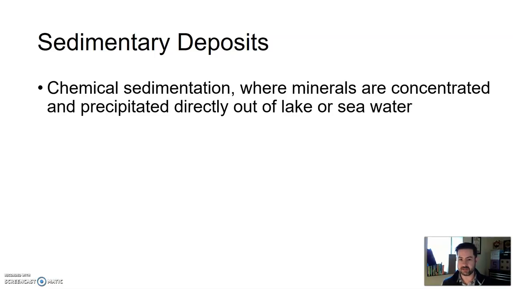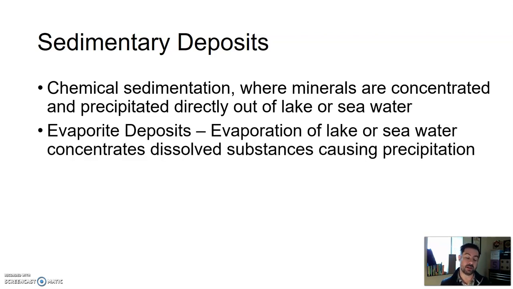So chemical sedimentation is where minerals are concentrated and precipitated directly out of lake or sea water. All right, so surface water. So you get evaporite deposits. So you have a lake or shallow area of the sea, maybe kind of cut off a little bit. There's stuff in there.